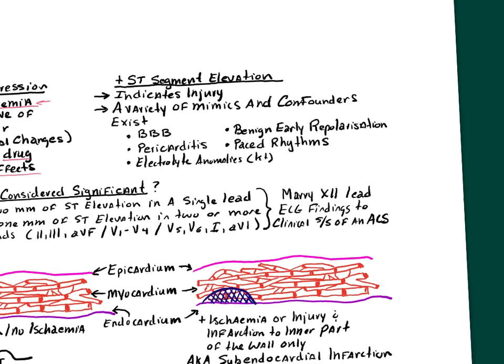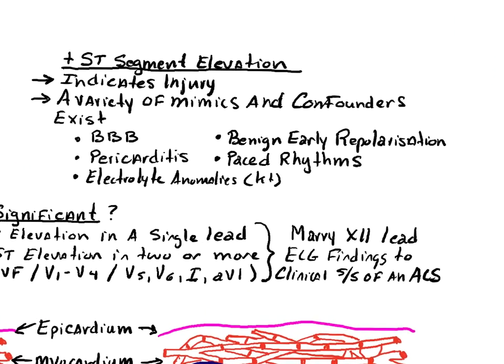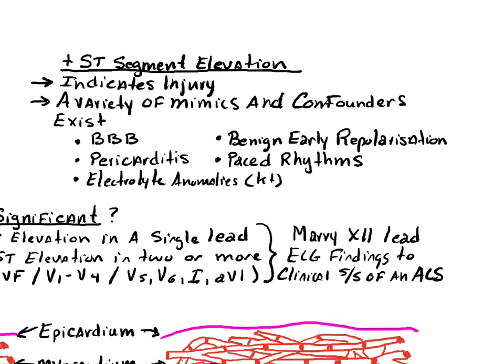Okay. Let's move on to ST segment elevation. So if ischemia is manifested by depression, elevation indicates injury. Okay, this is the classic finding in injury.